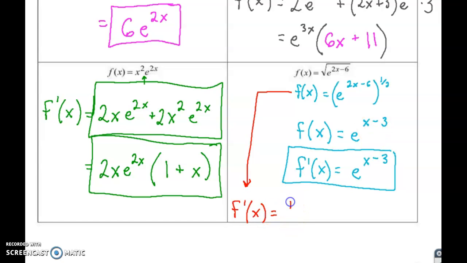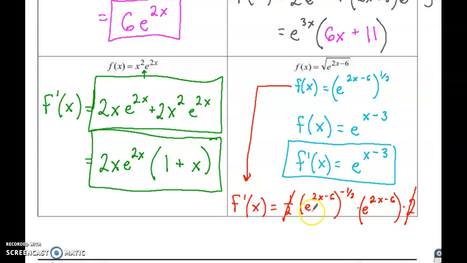So if you brought that 1/2 in front, e to the 2x minus 6 is now to the negative 1/2 power times e to the, you have to take the derivative of e to the 2x minus 6, which is just e to the 2x minus 6, times the derivative of 2x minus 6, which is just 2. Well, as you do some simplifying, you'll notice the 1/2 times 2 cancels. And this is the same thing as to the first power.